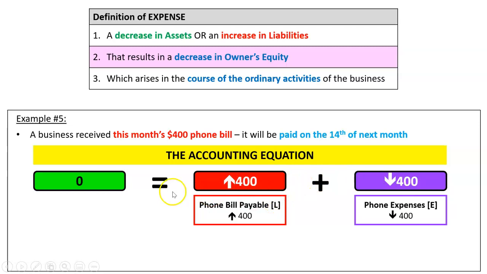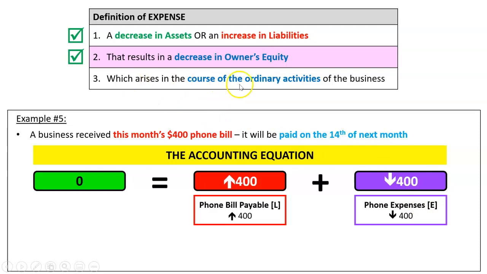So that's good. But we're going to say this is an expense. Let's go through our definition. Did it decrease assets? No. But it did increase liabilities. So that is true. Is using the phone and the internet each month an ordinary business activity? Yes. Oh, sorry, looking at this one, does it decrease owner's equity? Yes. It's going to decrease owner's equity $400. Okay.